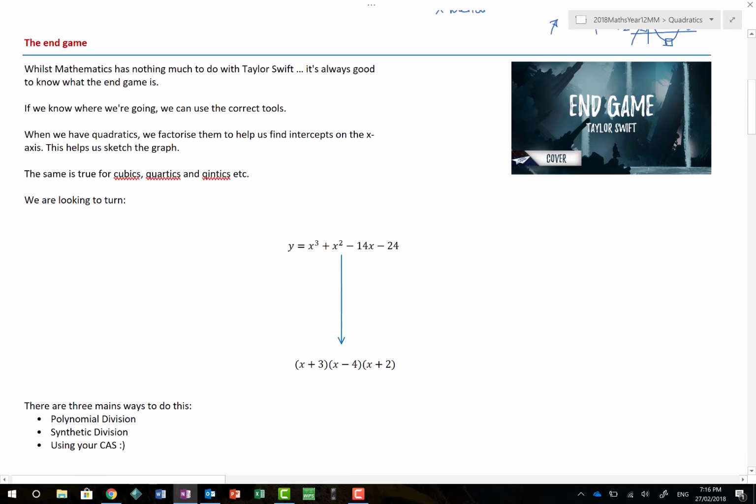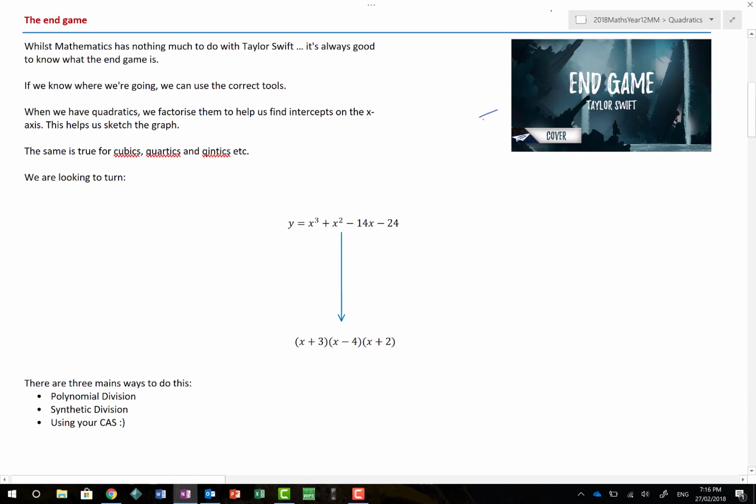Now again, as I've just said, the end game, do you notice what I did there? End game, Taylor Swift. Keeping it relevant, keeping it real, keeping it hip. So the end game is basically to turn a polynomial, of which this is degree 3, into a series of linear factors. Now, let's go back to this again. If we were going to solve this, we put this equal to 0, which gives us our factors: x is equal to -3, x is equal to 4, or x is equal to -2.